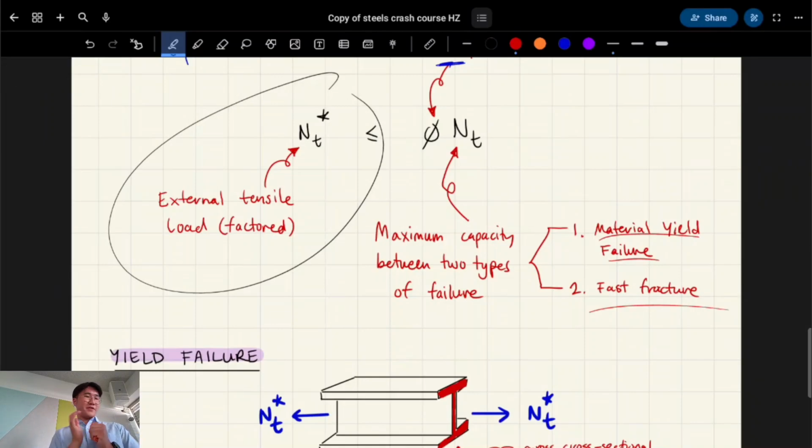Okay, so we have to check between two types of failure in this course, essentially, for tension. The first one is called yield failure, right? So if I have my trusty bit of Play-Doh again, right?